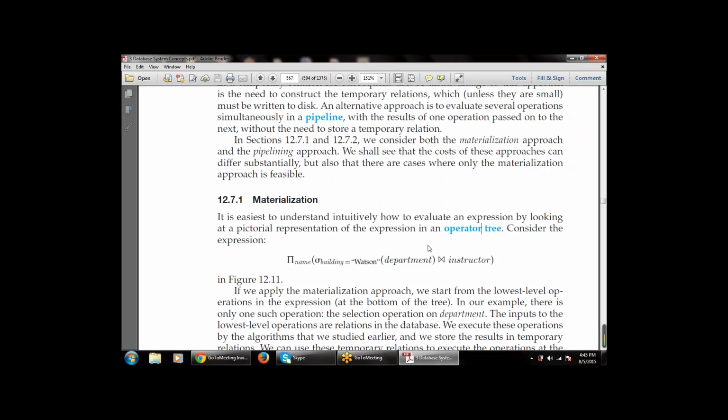If we apply the materialization approach, we start from the lowest level operations in the expression. This is like a tree. First the lower level operations are carried out, then the upper level, and then the top level operation is carried out. So it starts from the bottom and goes to the top. That is a bottom up approach.